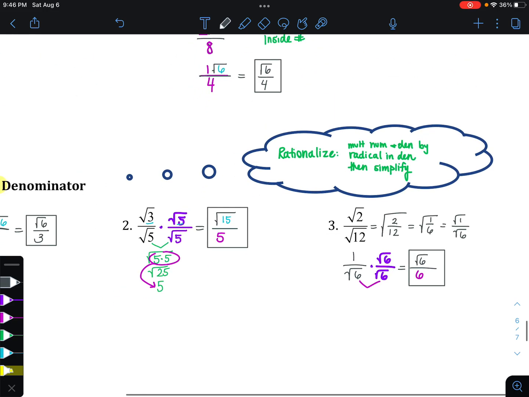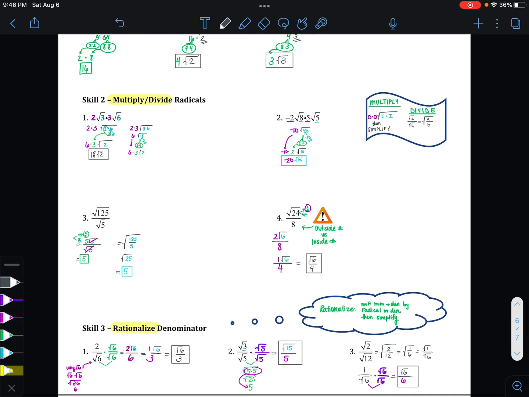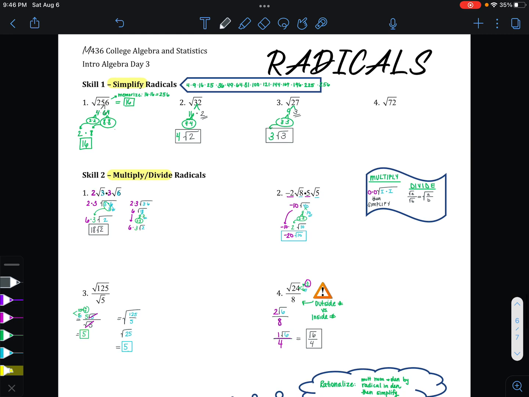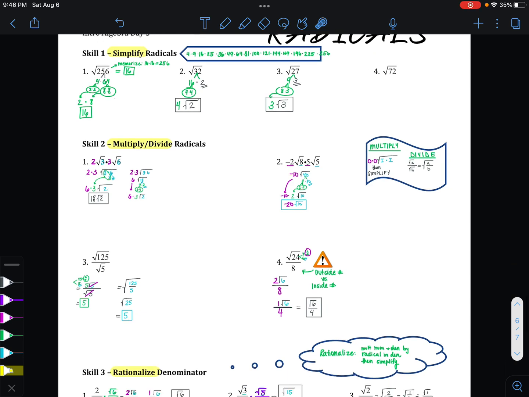All right, so we have radicals. Remember, you guys, if you have questions, rewatch the video. Try this on your own, and let me know tomorrow what questions you have. Oh, I see I skipped this one, number 4. I'll leave you guys to try that one on your own. We'll go over it tomorrow in class.